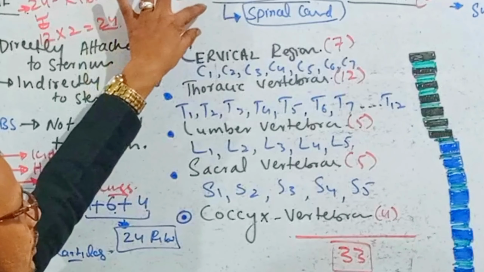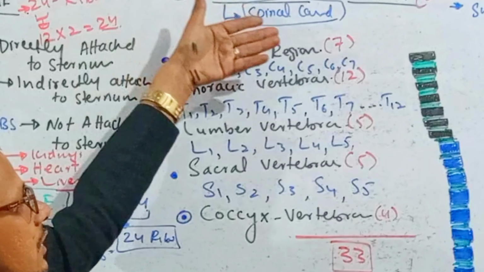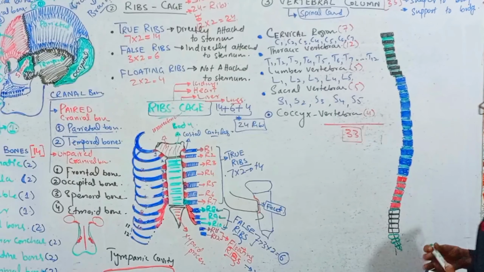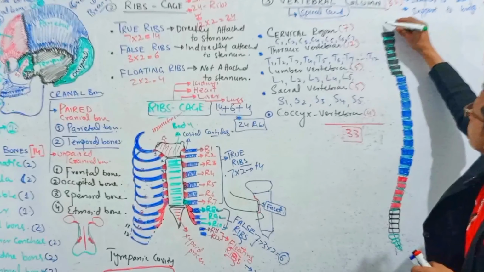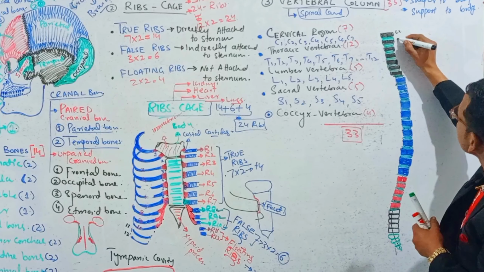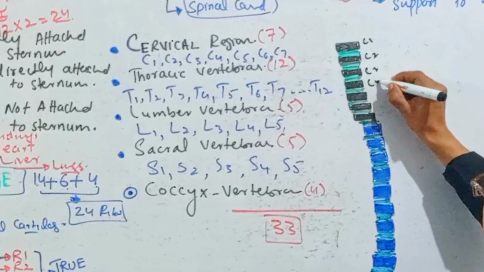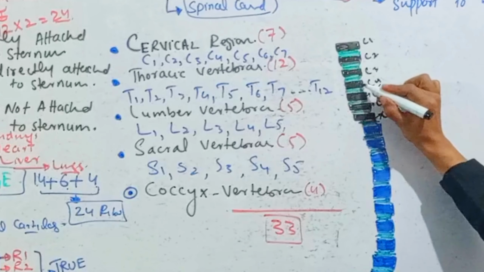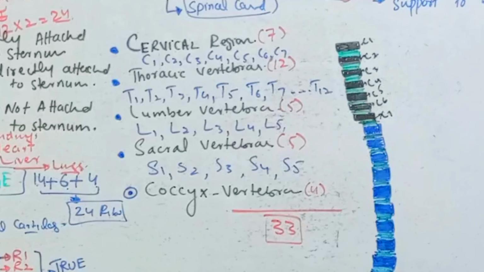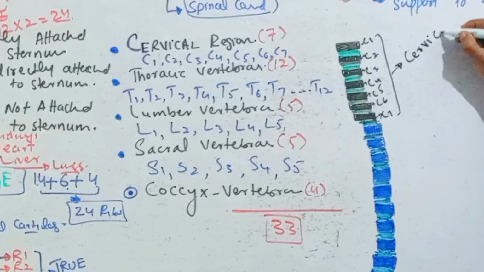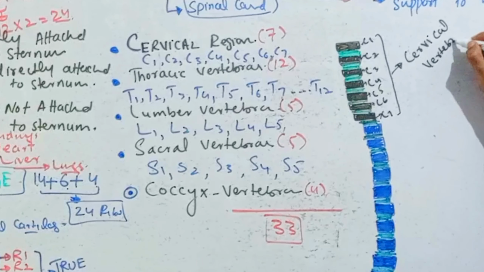So the vertebral column is composed of 33 bones. If we see in this diagram, these black ones are C1, C2, C3, C4, C5, C6, and C7. It forms the neck region of the body. These are called cervical vertebrae, right?